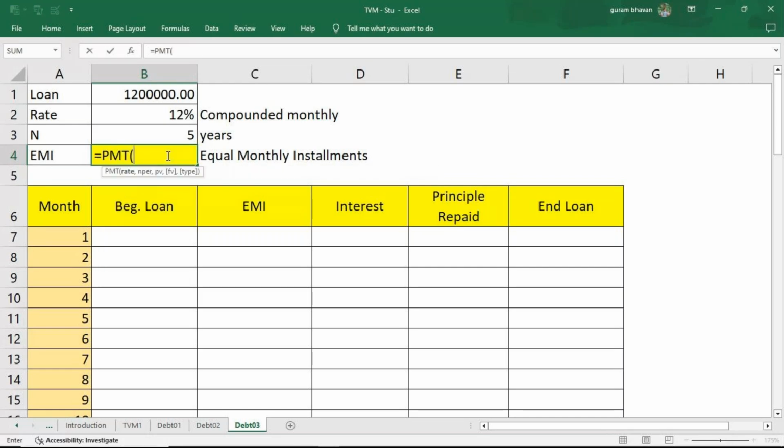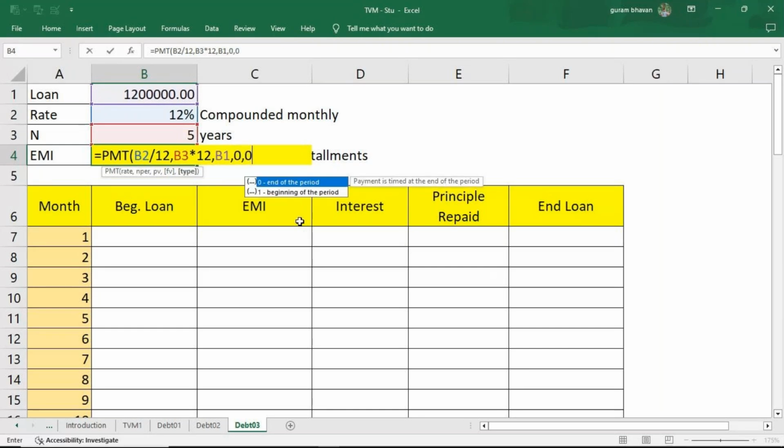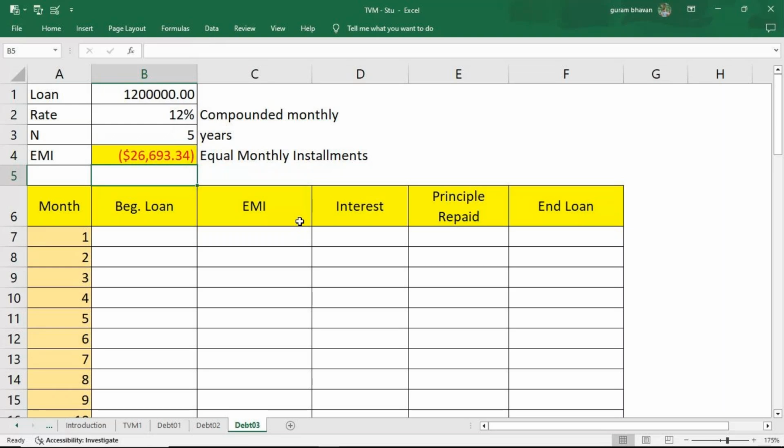PMT. So the rate will be 12%. They are telling us it is compounded monthly, so divided by 12, comma, N per. As we have done in the TVM, we have to do the same thing. The rate will be divided by 12 as it is compounded monthly, and the years N per 5 will be multiplied by 12, comma, present value 12 lakh, comma, future value 0, end of the period. Enter. So it is 26,693 I'm going to pay.